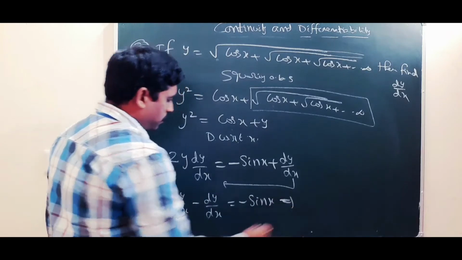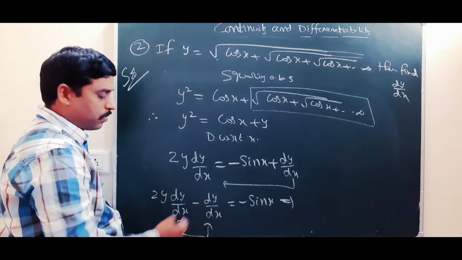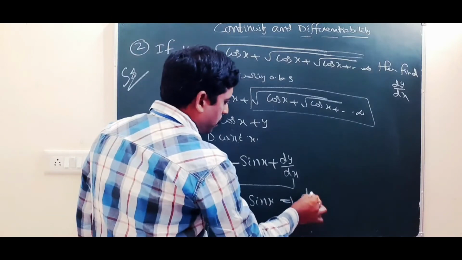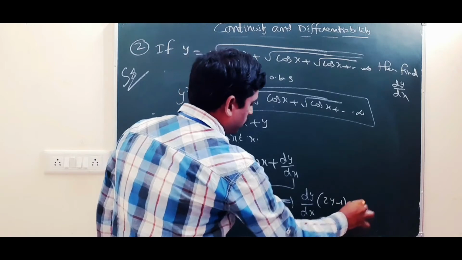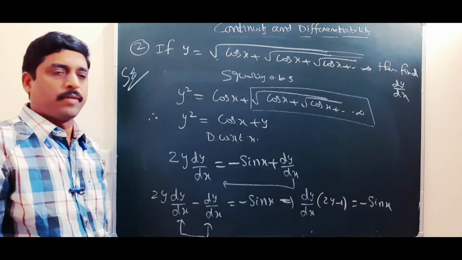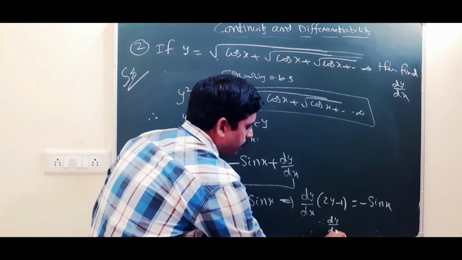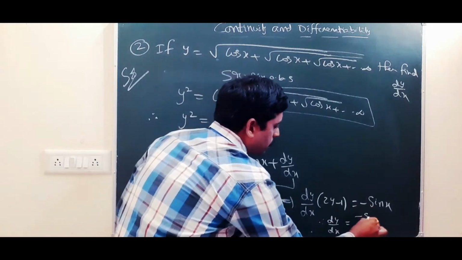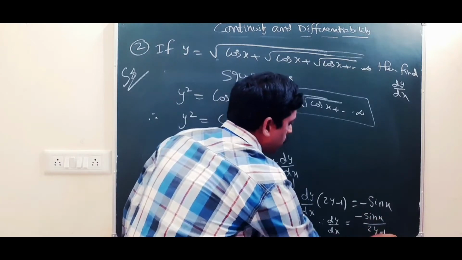Okay, now take dy by dx common from here. So dy by dx into 2y minus 1 is equal to minus sin x. But our target is dy by dx. Therefore dy by dx is equal to minus sin x upon 2y minus 1. So this is the answer.